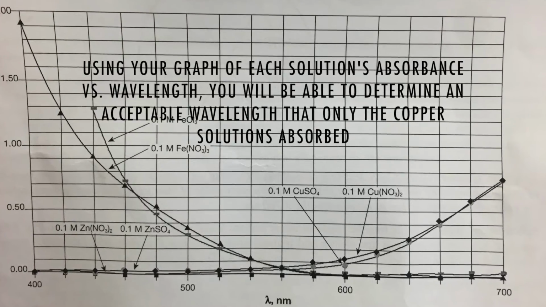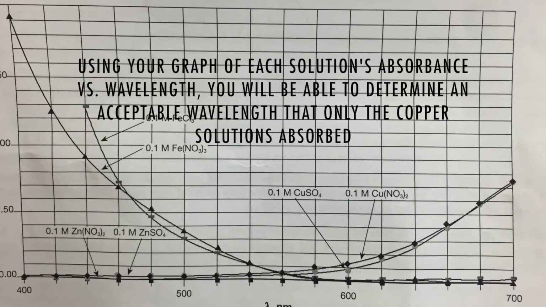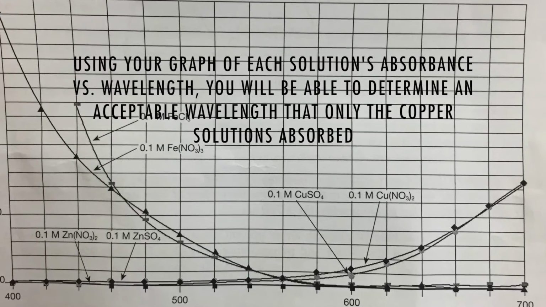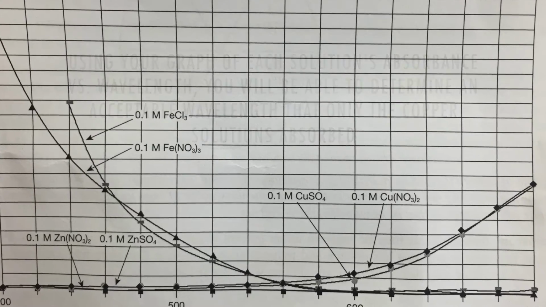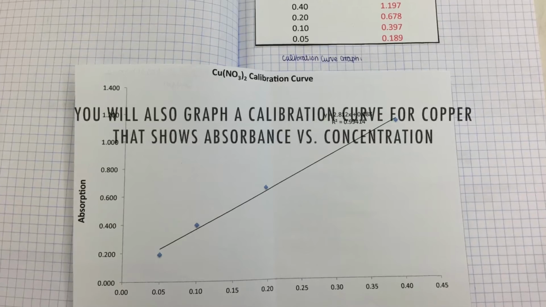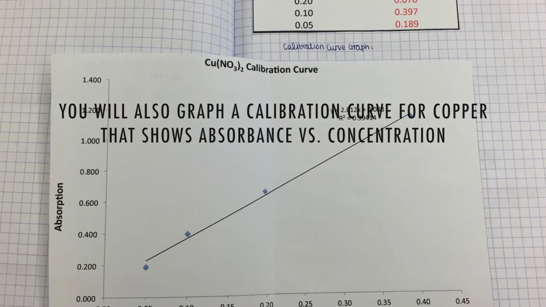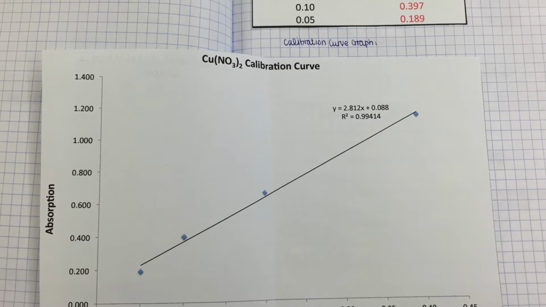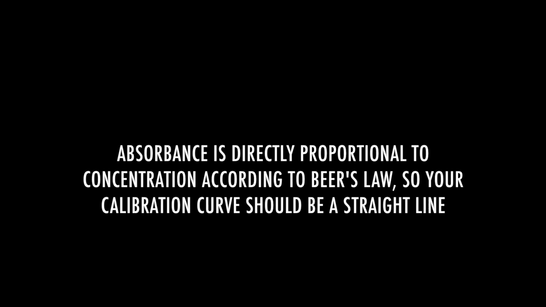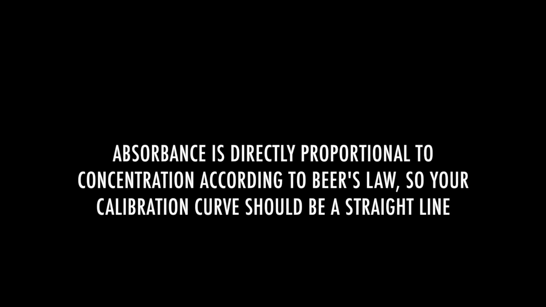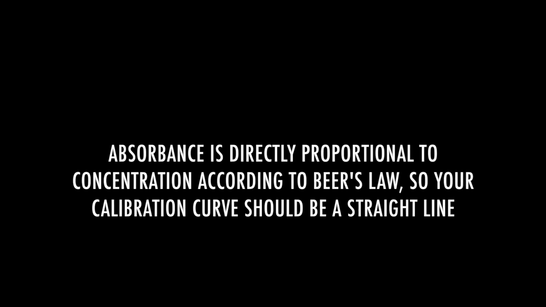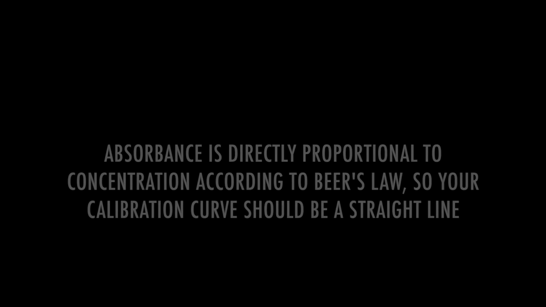Using your graph of each solution's absorbance versus wavelength, you will be able to determine an acceptable wavelength that the copper solution absorbs. You will also graph a calibration curve for copper that shows absorbance versus concentration. Absorbance is directly proportional to concentration according to Beer's law, so your calibration curve should be a straight line.